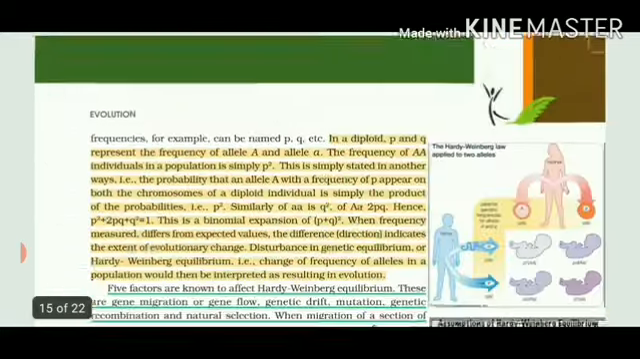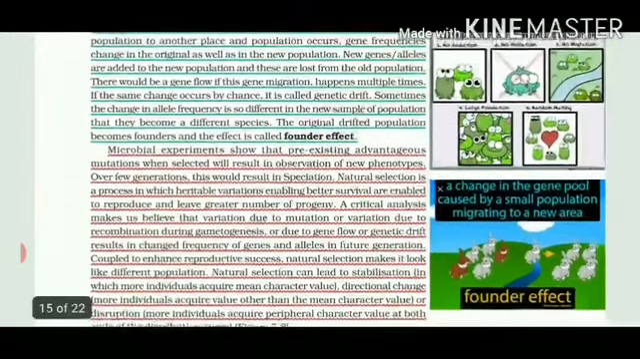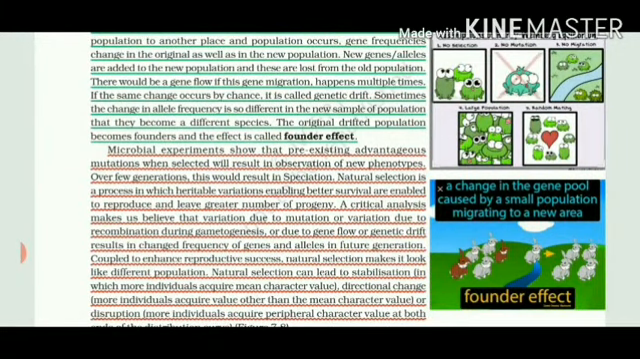So this was about the Hardy-Weinberg principle, which generally talks about the frequencies of alleles: if the frequency of the genes remains the same, then there is no evolution. But when the frequencies keep on changing generation after generation, it will result in new species, which we call speciation.